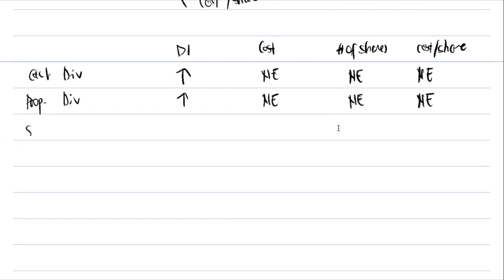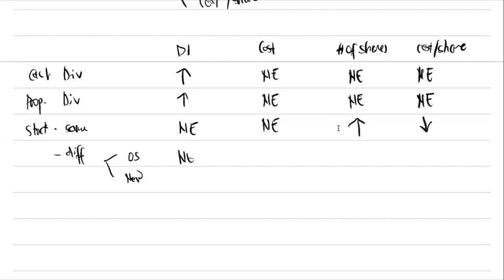Now, let's go to your stock dividend. So same or different. So for stock dividend, same as those held. Dividend income, no effect. Cost of your investment, no effect. Number of shares, as to your number of shares, it will increase. Then your cost per share will decrease. For those different, we have your original shares and the new shares. For original shares, dividend income, no effect. New shares, no effect.